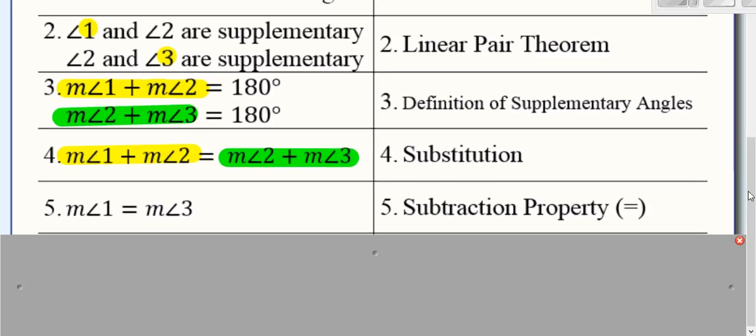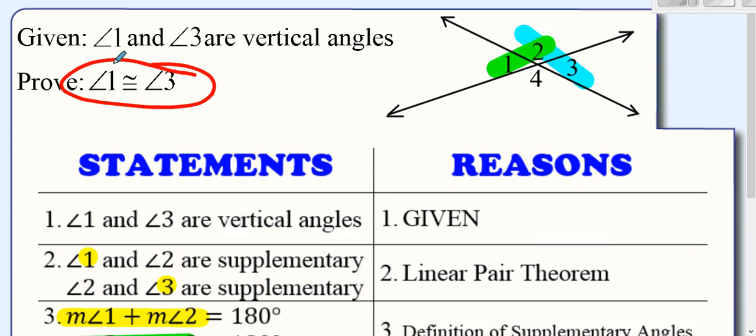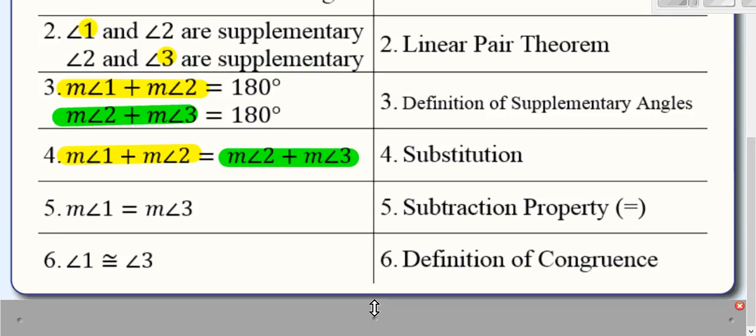So we just said that the angles were equal. We're trying to finish our proof by saying that they are congruent. Congruent just means they have all the same size and same shape. So for angles, that means that they have to have the same measure, which they do. That's what it means to be congruent. So we said to change our equals to a congruent. Definition of congruent.